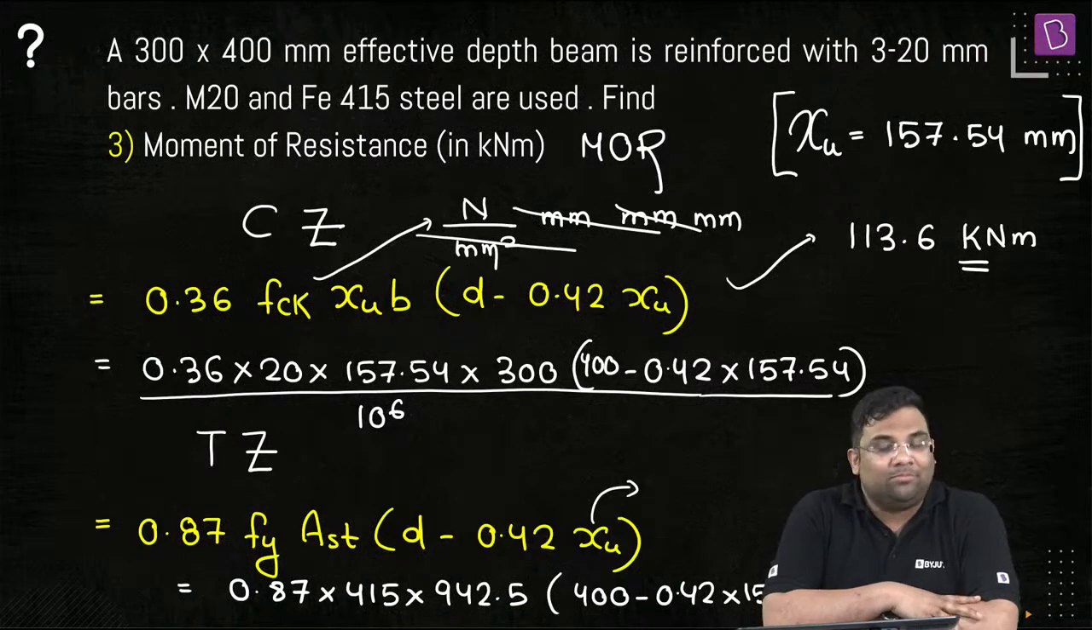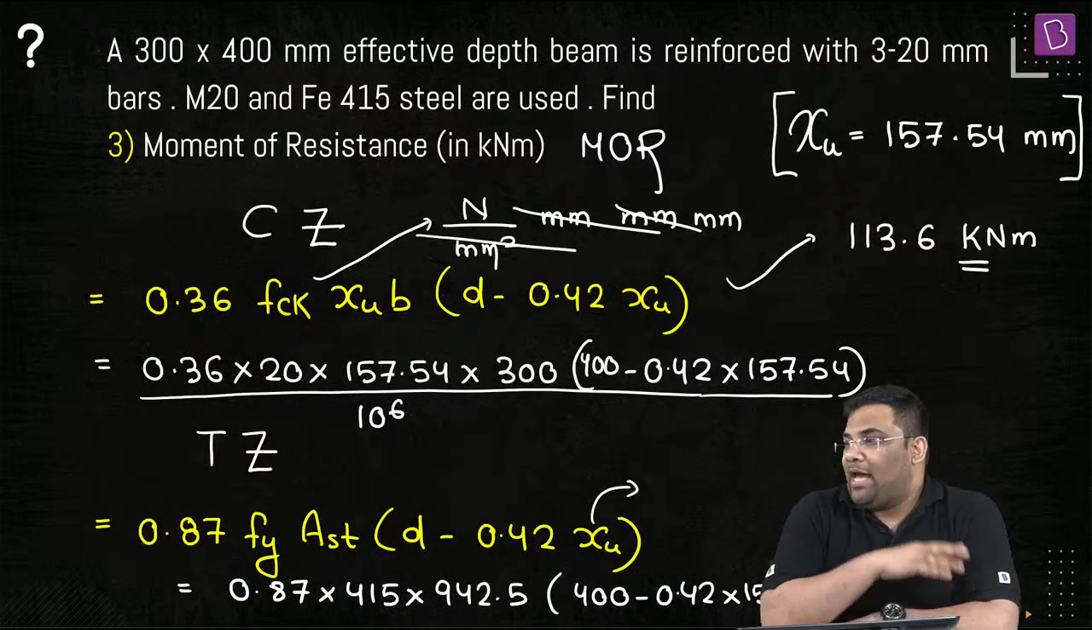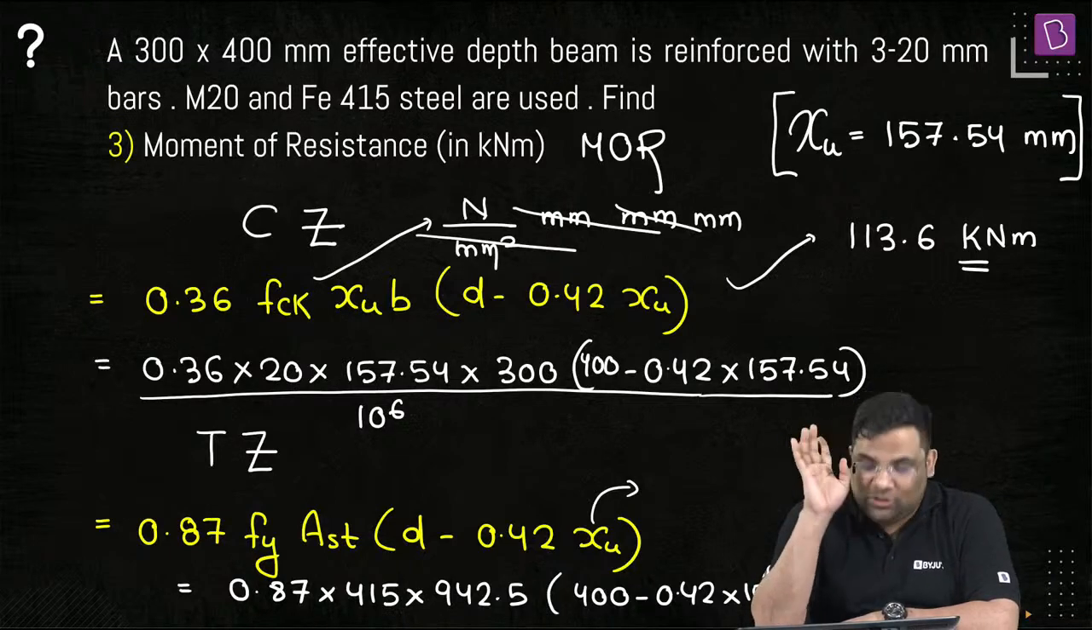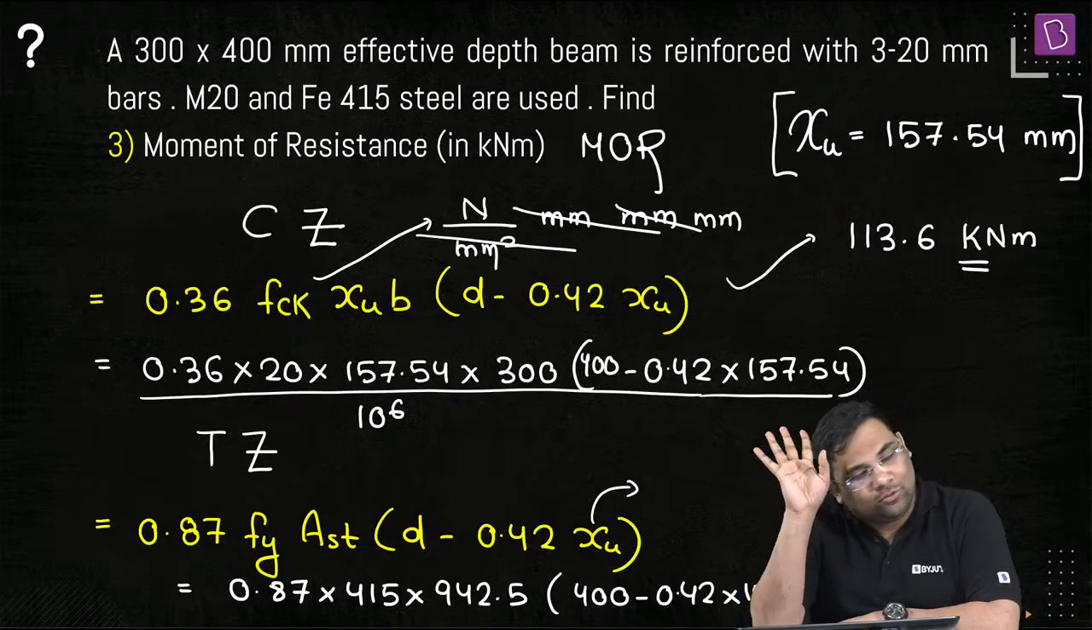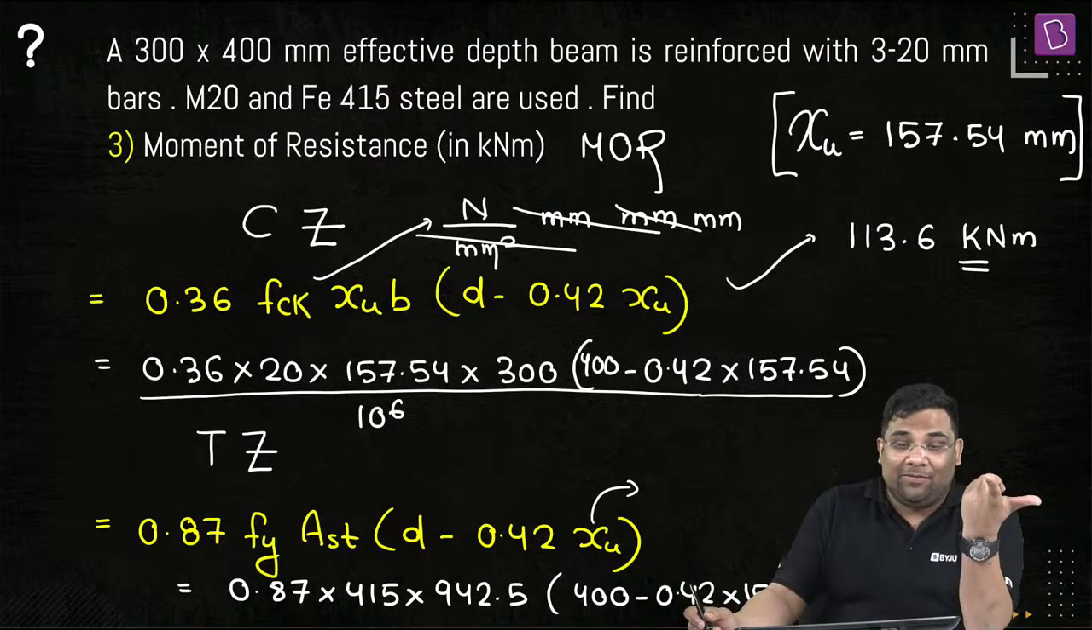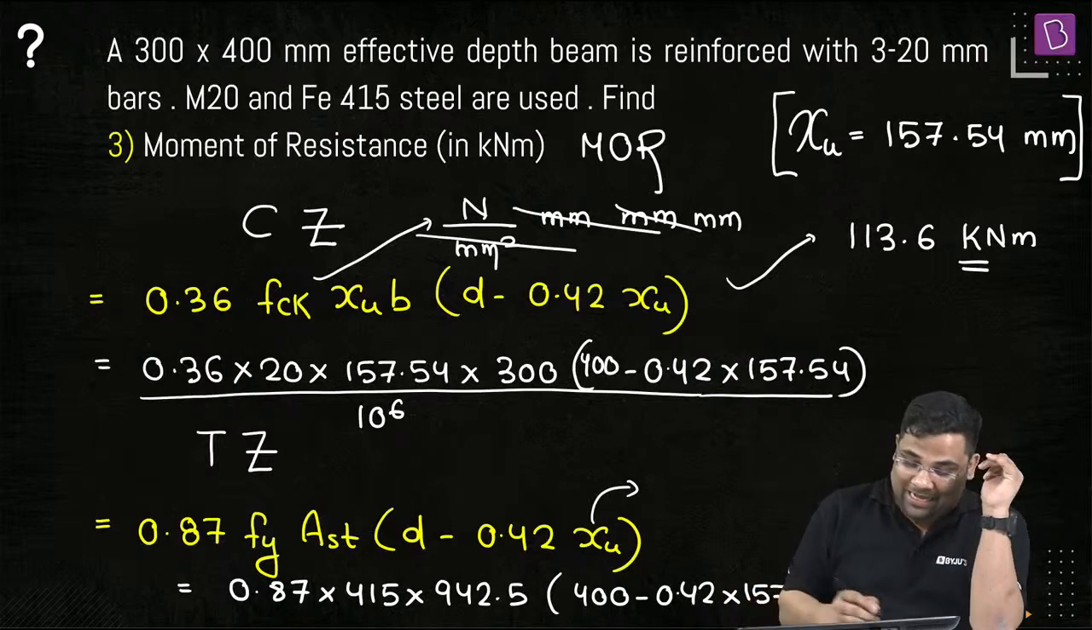No, not possible. So for MOR, first you have to find XU, then only you can find out MOR. Okay, remember this. So we can say XU is the prerequisite of finding MOR. Okay, let us go to the next thing.